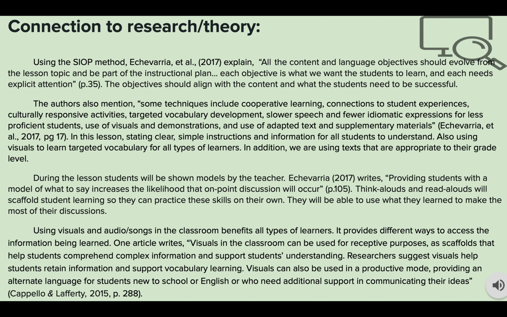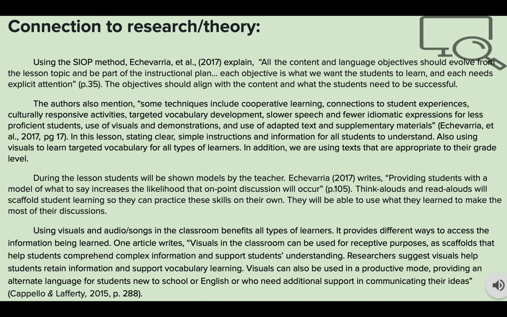Connection to research theory. Using the SIOP method, Echevarria explained all the content and language objectives should evolve from the lesson topic and be part of the instructional plan. Each objective is what we want the students to learn, and each needs explicit attention. The objectives should align with the content and what the students need to be successful.